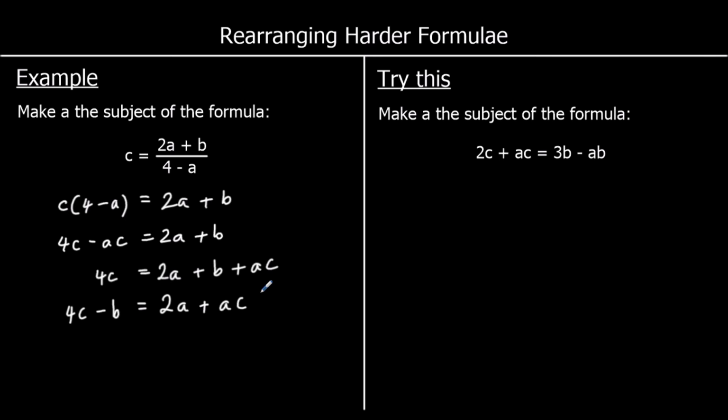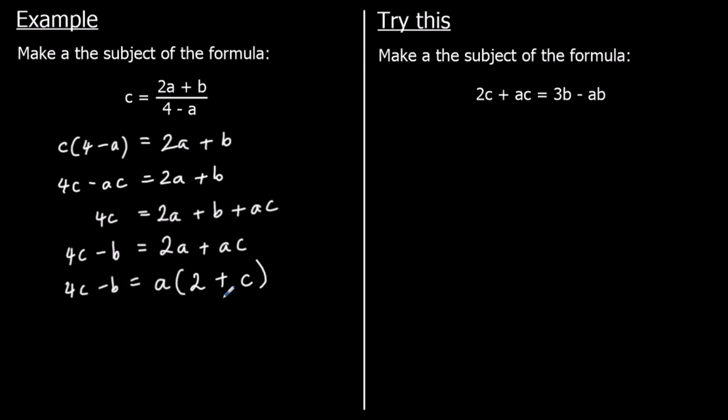So we've got two terms with an a in. To get just one a, we need to factorize it out. So we need to have a bracket with a on the outside. So there's just one a term. A times 2 is 2a. A times c is ac. So we've got a times 2 plus c. And to get rid of a times, we divide. So we divide both sides by 2 plus c. So a is equal to 4c minus b over 2 plus c.